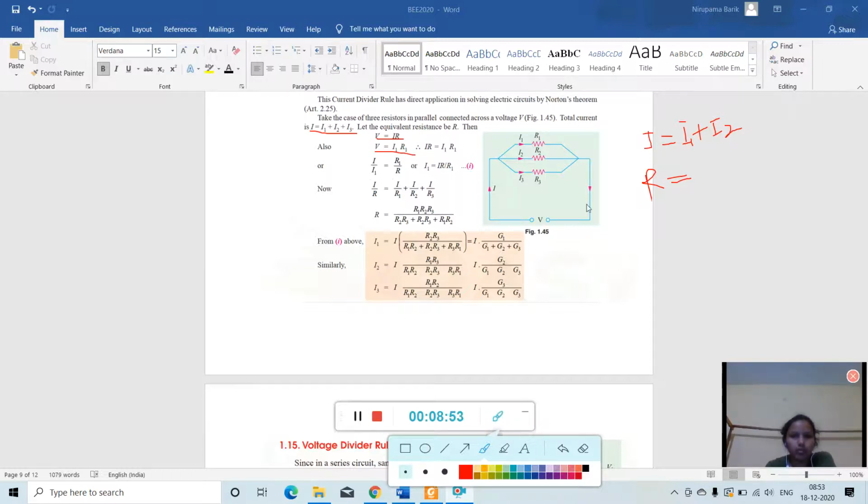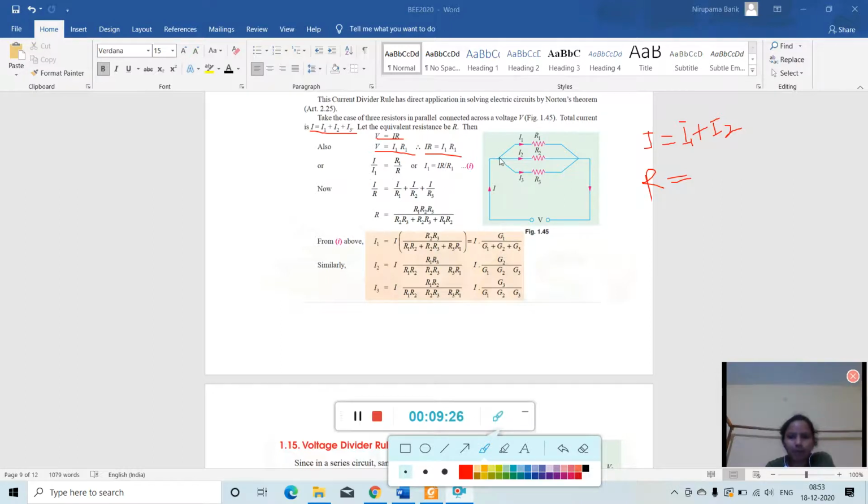See, V is the voltage across these two points. So V is equal to I into R, if R is the equivalent resistance, and V is equal to I1 into R1 across this. So I can write I into R is equal to I1 into R1. If we solve this algebraic expression, then I by I1 is equal to R1 by R, or I can write I1 is equal to I into R by R1. Here R is the equivalent resistance, so let's find out the equivalent resistance.